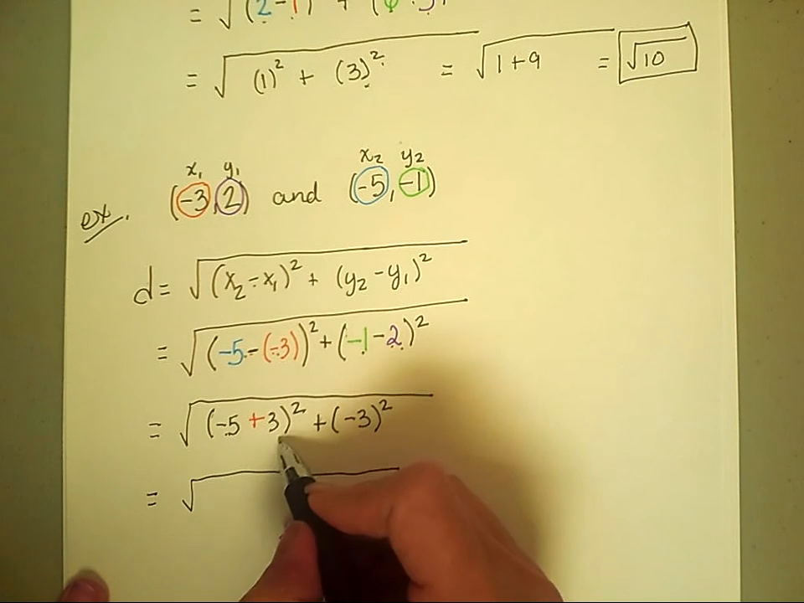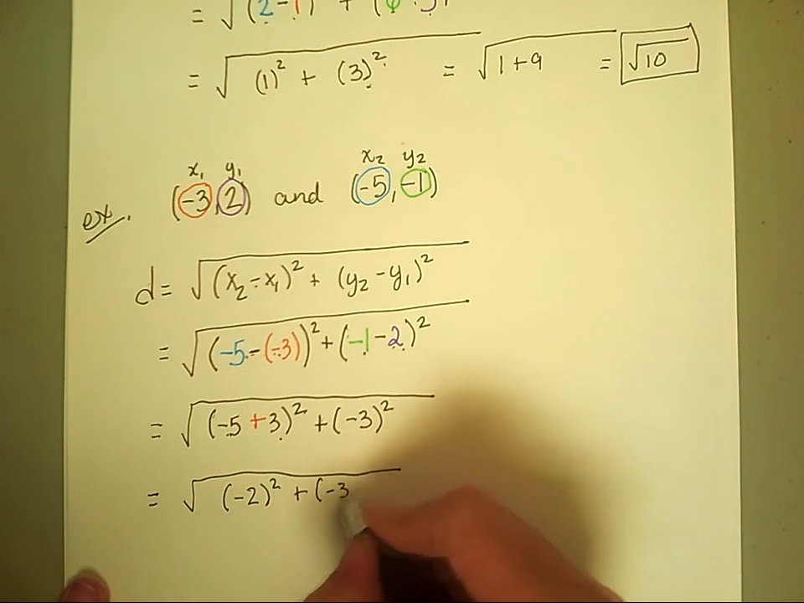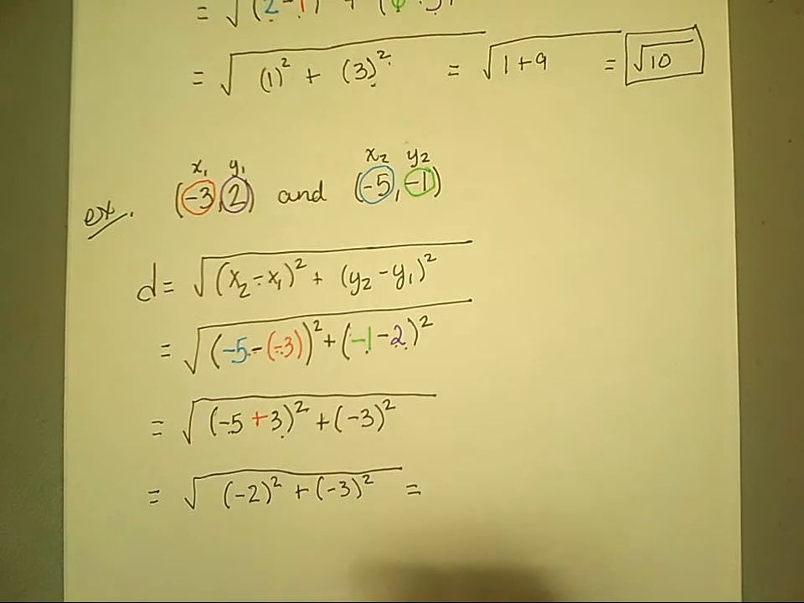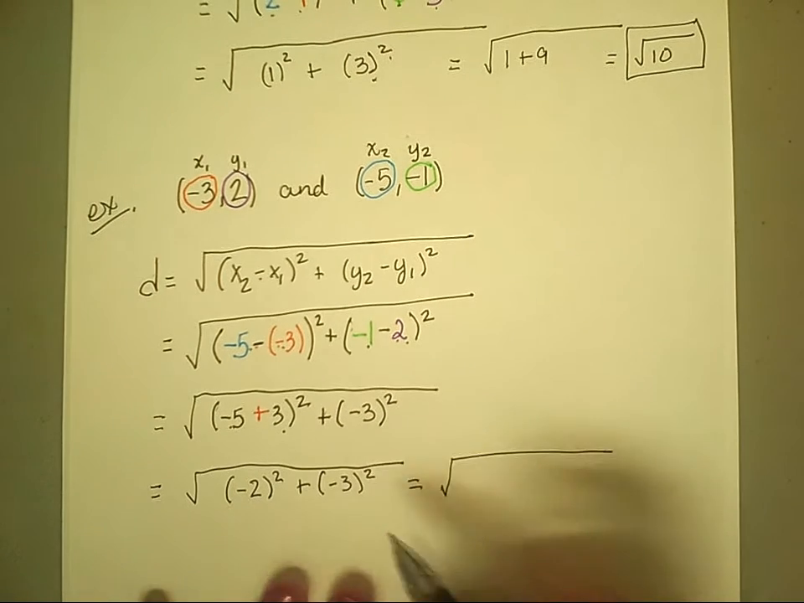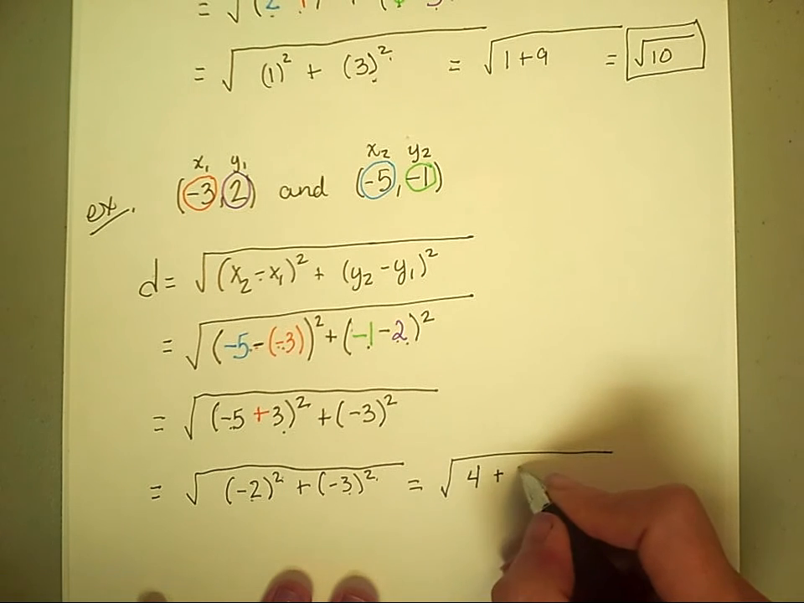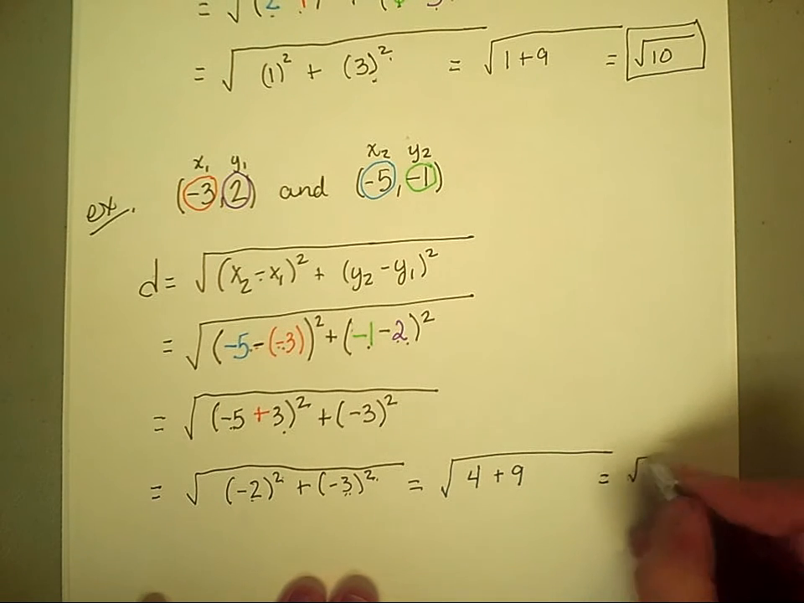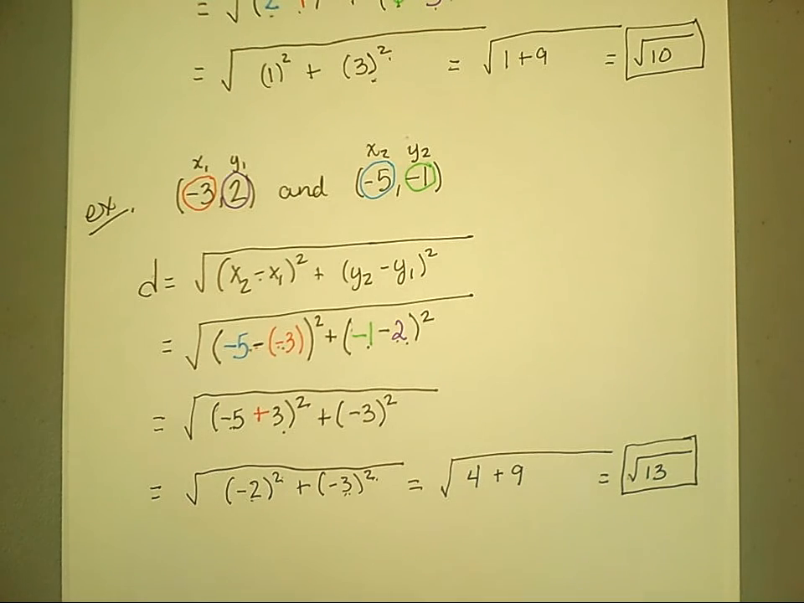So this is equal to -5 plus 3, which is -2, squared. And I'll just copy the -3 squared while we're here. So now everything inside these parentheses is simplified. Keeping the square root, -2 squared becomes +4, and -3 squared becomes +9. So in the end, the distance between them is the square root of 13. Okay, let's try another one.